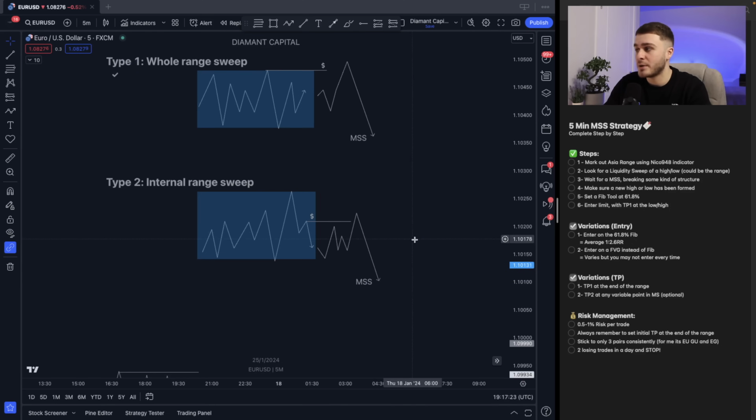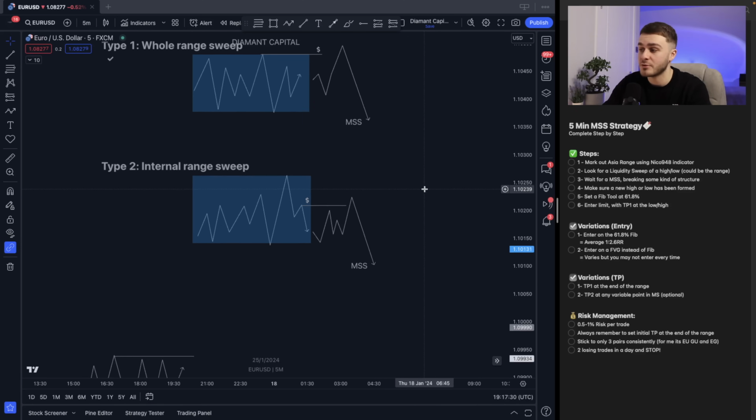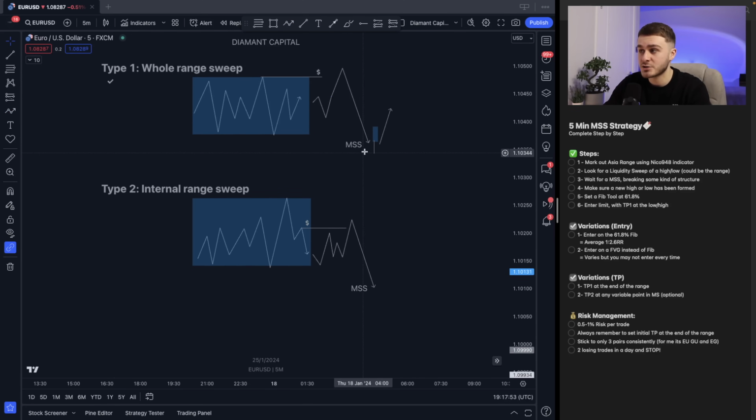Then as soon as we get that market structure shift to the downside, or whichever side it's moving towards, we would then make sure a new high or low has been formed. So in a way, once we have this market structure shift, we don't want it to be giving us a lot of wicks around here and just kind of chilling around this point and staying around there, right? We basically want it to create a low, push up, and then that's when we identify, okay, we've now had the liquidation at the top, market structure shift to the downside, a new low has been created. This is where we can move on to the next step.